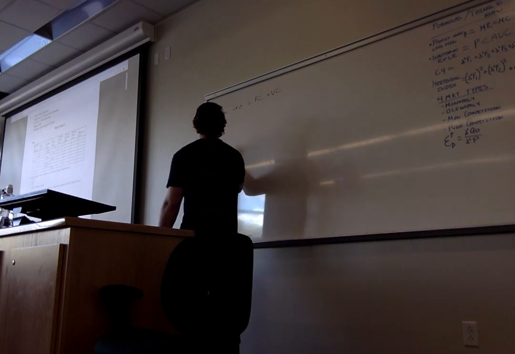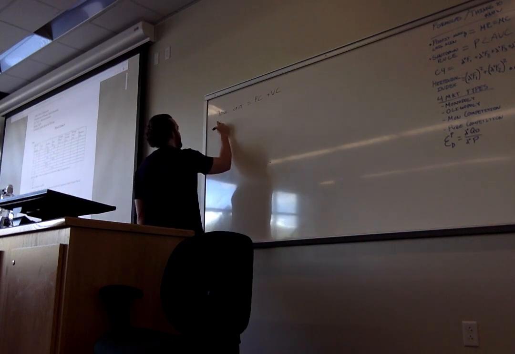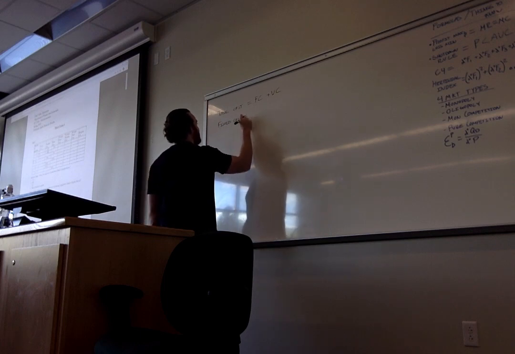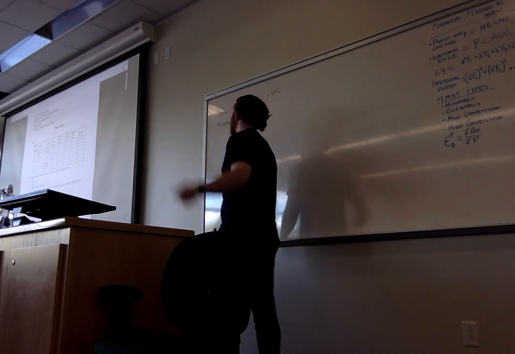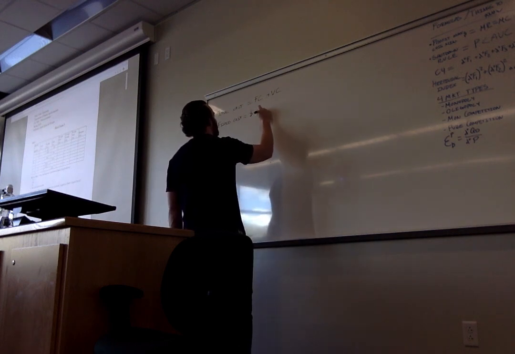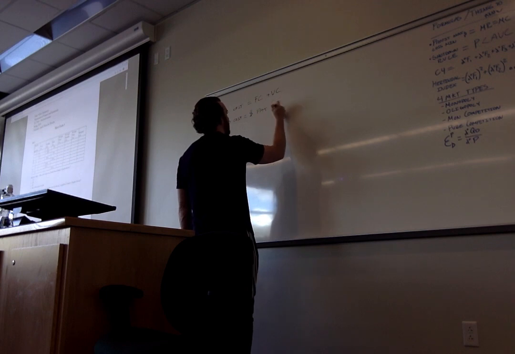So then what's a good definition for your fixed cost? It's a cost you have to pay no matter how many units. Right, exactly. So this is the amount of money you have to pay regardless of how much you produce, right?